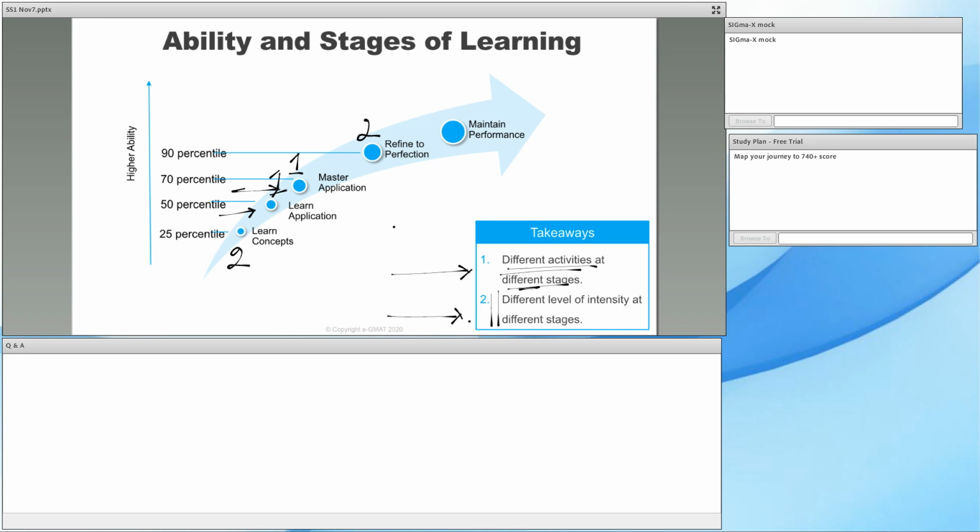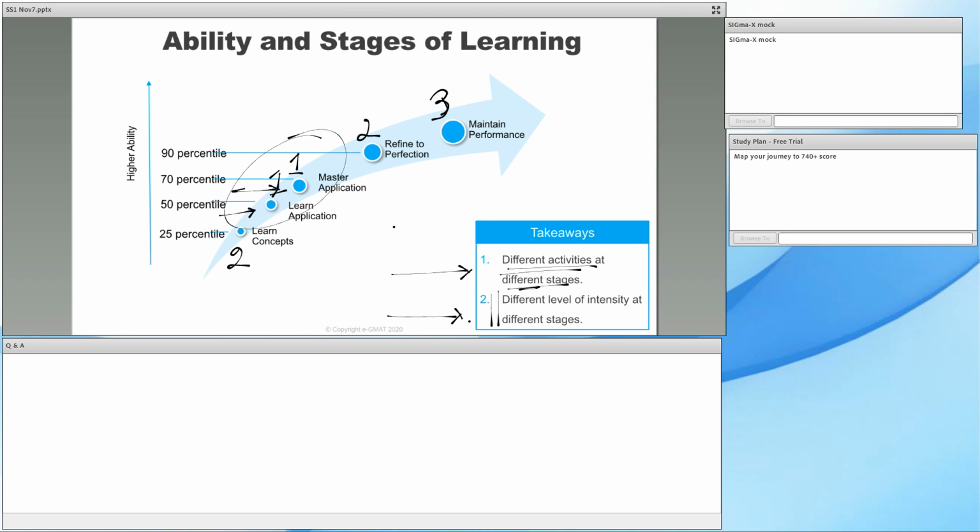And maintaining performance for me is closer to 3. Which is where we say, when you're studying SC, be super dedicated. Why? Because you need that intensity. When you're studying CR, when you're studying RC, when you are in that learning application and mastering application stage, be super dedicated. Don't do anything else.